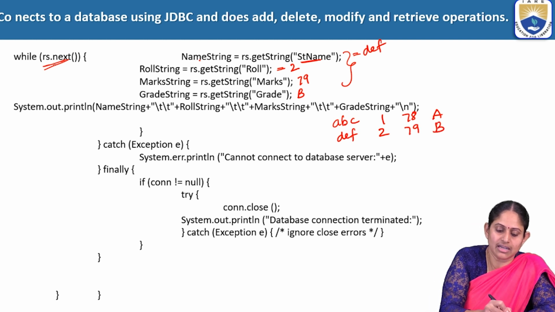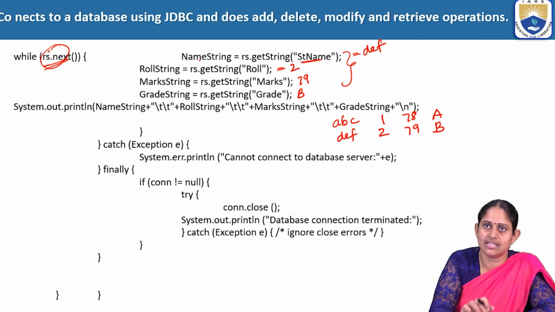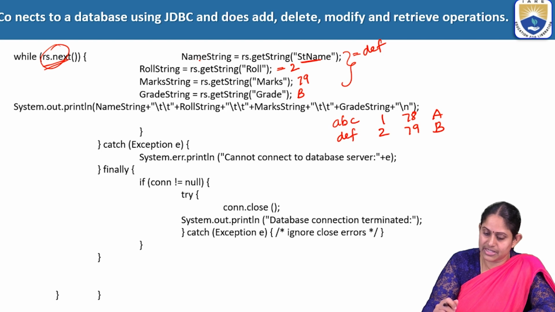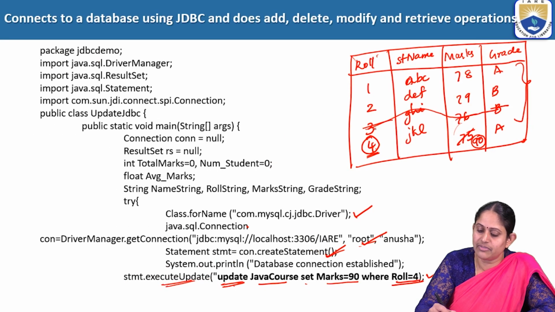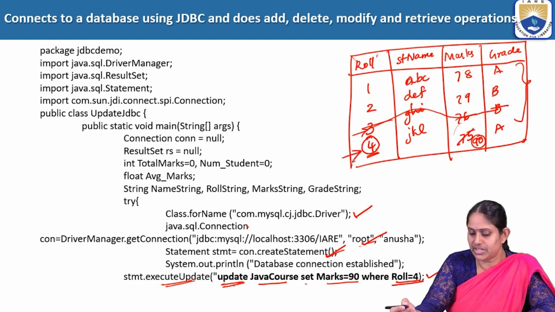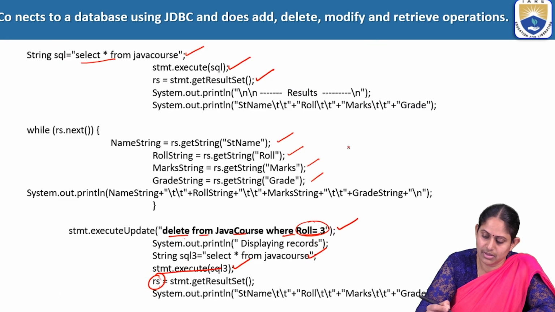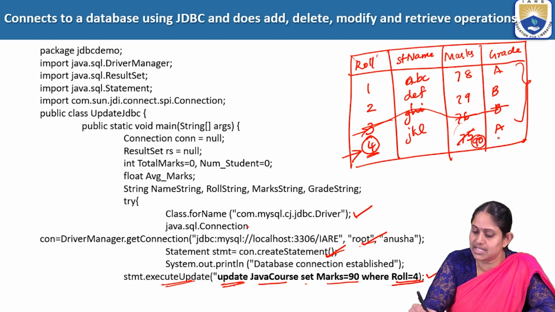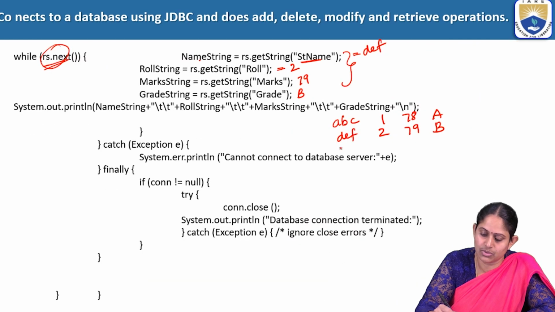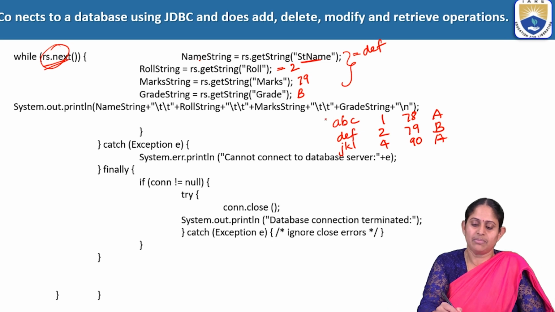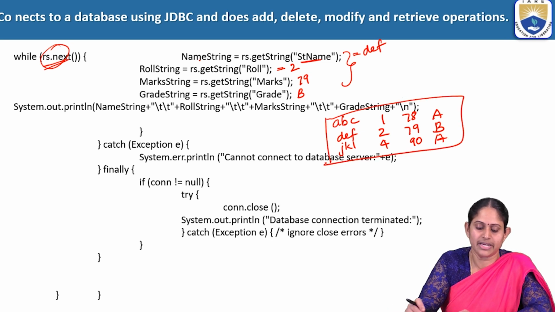Now again, the next method will check whether there are contents. There are still more contents. One more row is remaining, so it will fetch the next row. Since we had deleted the row with roll number 3, it will fetch roll number 4. So we get 4, whose name was JKL, marks is 90 now, and grade is A. So JKL, 4, 90 and grade A will be displayed. This table will be displayed on the output.